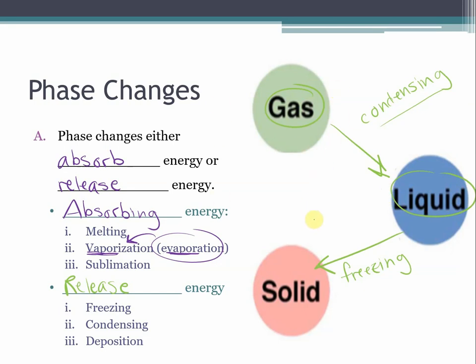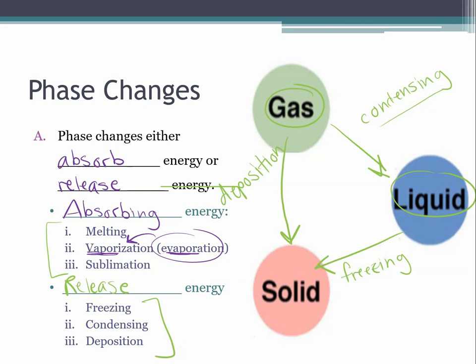And again, probably the least familiar of these three is from a gas directly to a solid. So this would be called deposition. And this is a pretty rare one. We really don't see this very often. It is how they make dry ice. They take gaseous CO2 and deposit it directly into a solid form of CO2. So again, the cooling down kind of processes require you to release energy, and the heating up kind of processes require you to absorb energy.